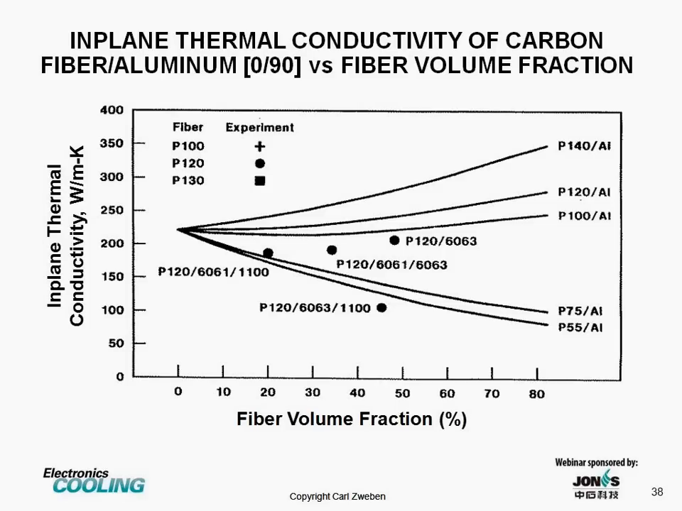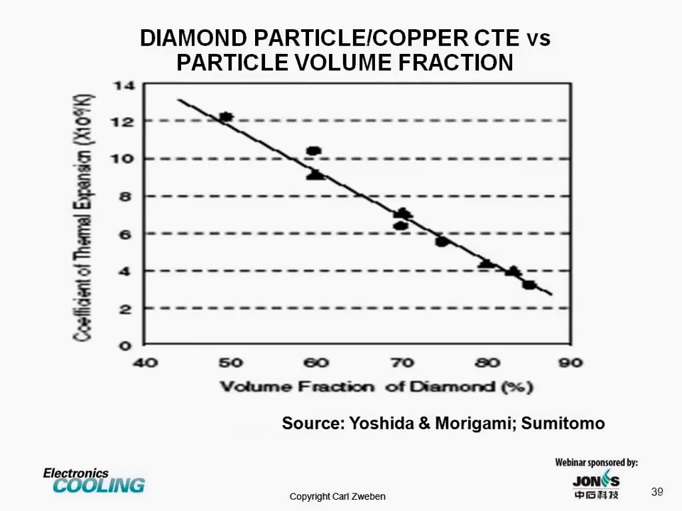In this chart, we looked at thermal conductivity of the same types of carbon fiber reinforced aluminum composites, and you see that we can get in-plane thermal conductivities in the range of aluminum alloys combined with the low in-plane coefficient of thermal expansion.